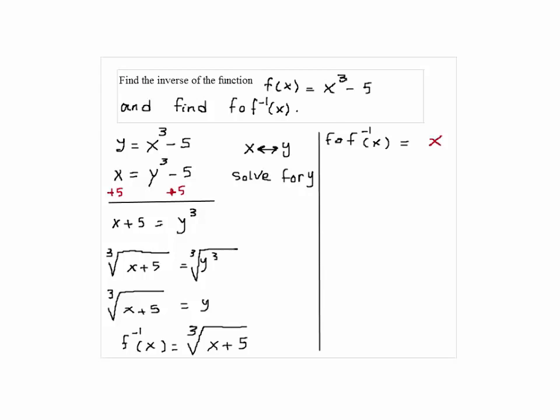And let's see if that's true. Otherwise, they won't be inverse of each other. So this means f of inverse of x, that's what it means. So that means we have to evaluate f of, well, we already evaluated what the inverse is. In this case, it is cube root of x plus 5.